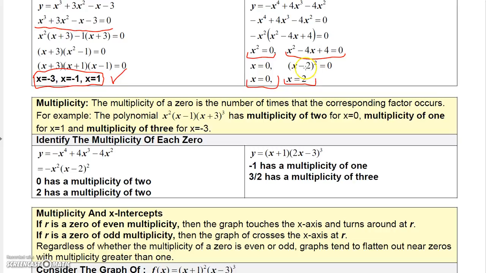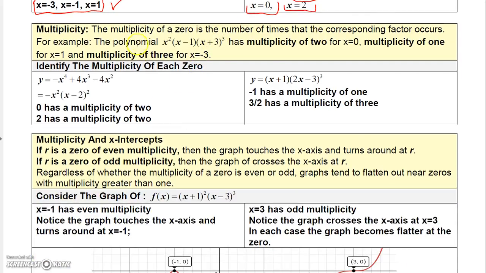But technically over here, the root 2 occurs twice, because if you think about this factor, it's x minus 2 times x minus 2. So one could say that the 2 occurs as a root twice. Well, that has to do with multiplicity. The multiplicity of a 0 is the number of times that the corresponding factor occurs.